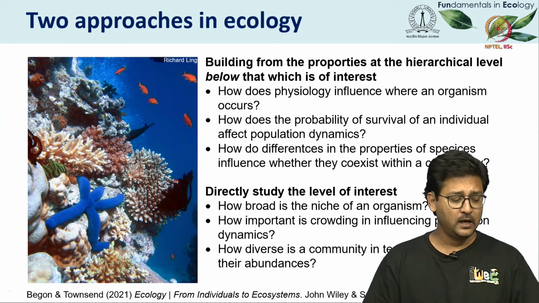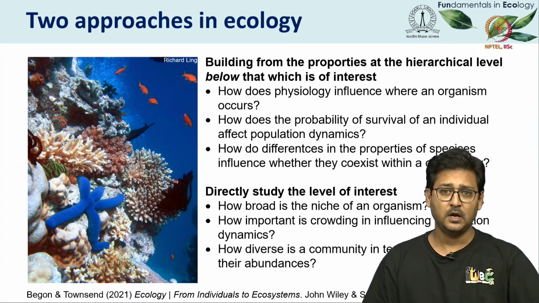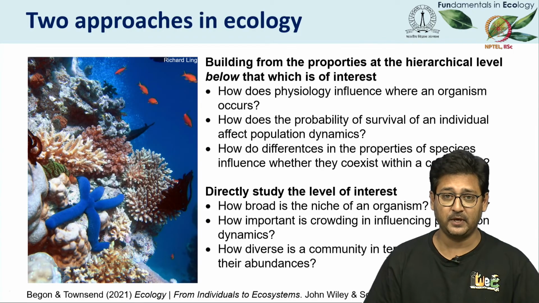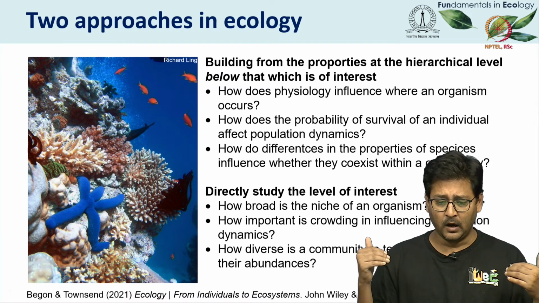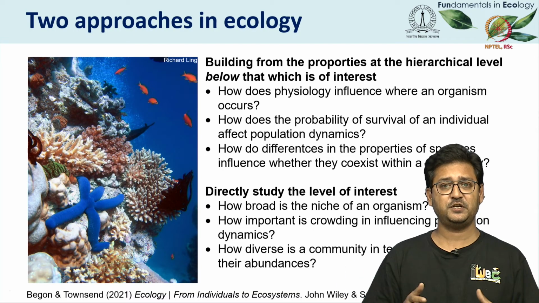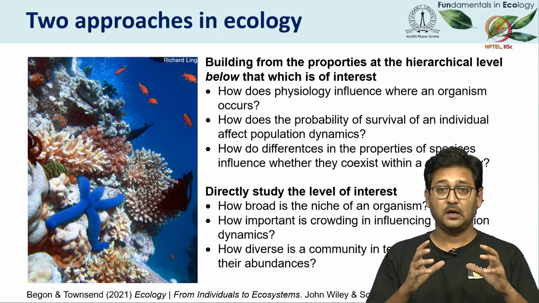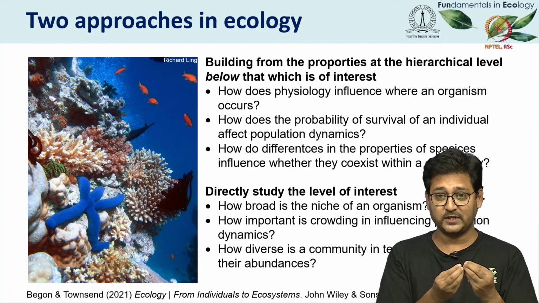And so I can ask, what are the probabilities of things like survival or reproduction or emigration or immigration that actually then affect the way in which the population behaves? At the level of the community, I can ask, what are the differences in the properties of species that influence whether they coexist or not? Are there species that are very, very similar but do not coexist with each other because they're using the same resource?